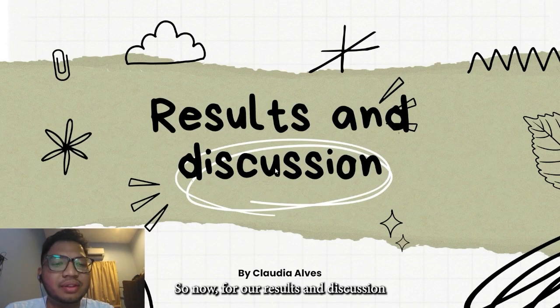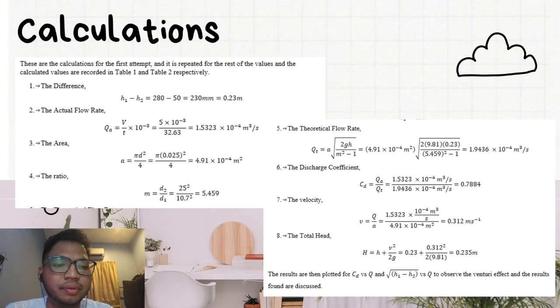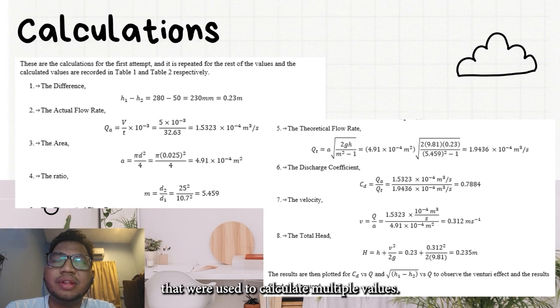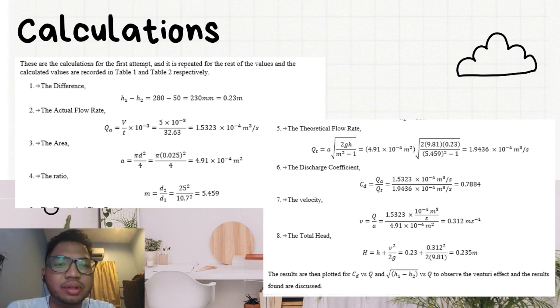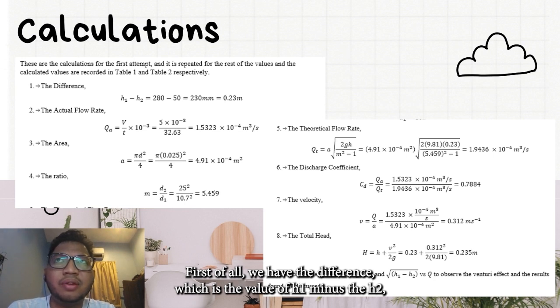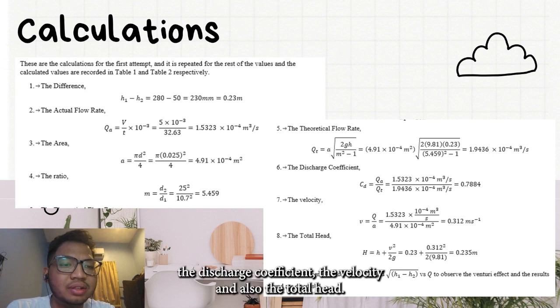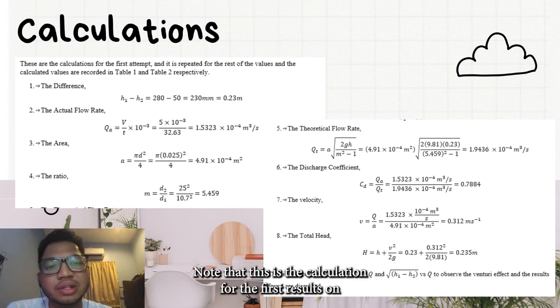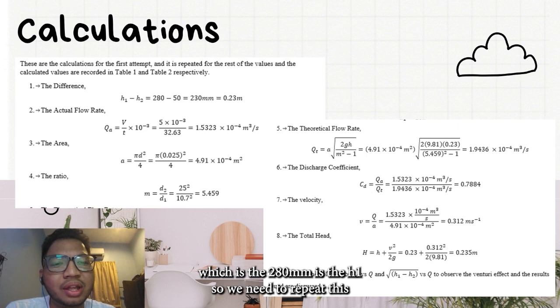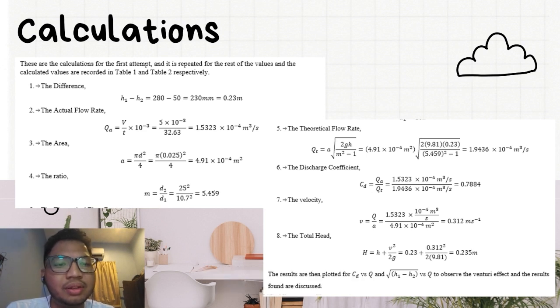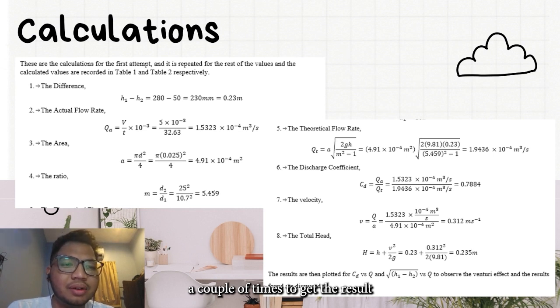So now for our results and discussion. These are the calculations that were used to calculate multiple values. First of all, we have the difference, which is the value of H1 minus H2, and then we have the actual flow rate, the area pi d squared over 4, the ratio d2 over d1, the theoretical flow rate, the discharge coefficient, the velocity, and also the total head. Note that this is the calculation for the first result only, which is the 280 millimeter as the H1. So we need to repeat this a couple times to get the results for different values of H1.